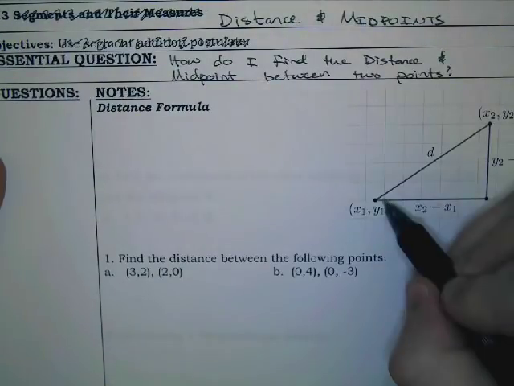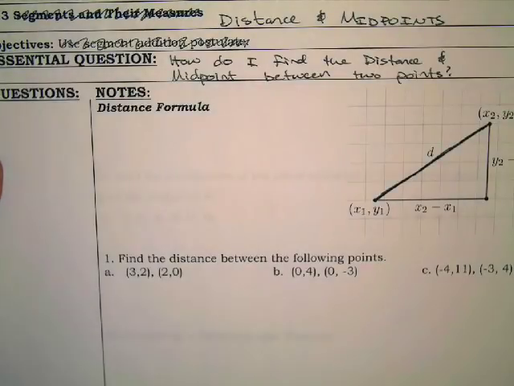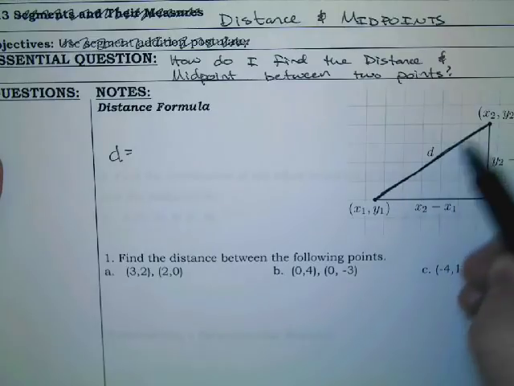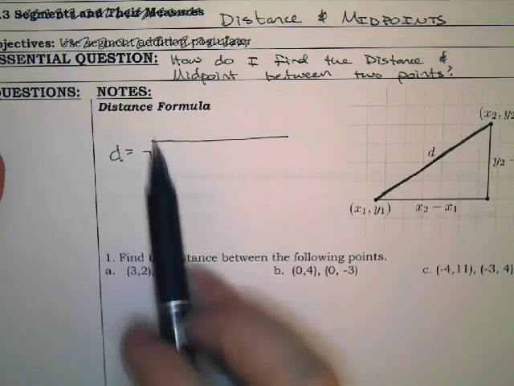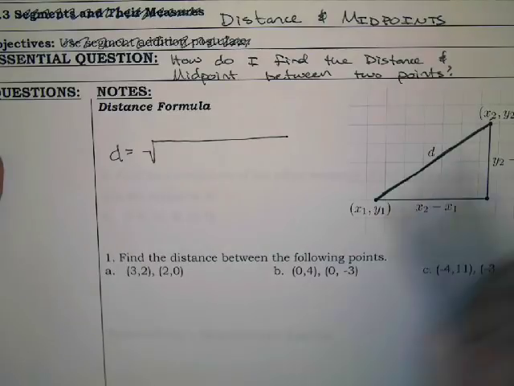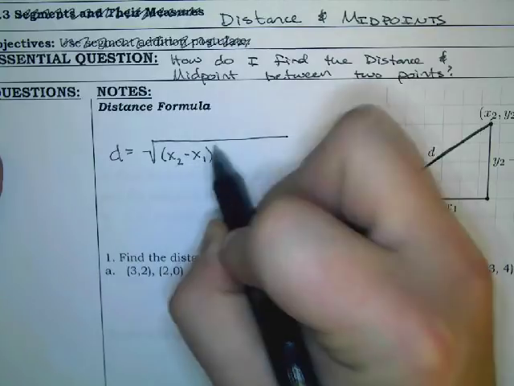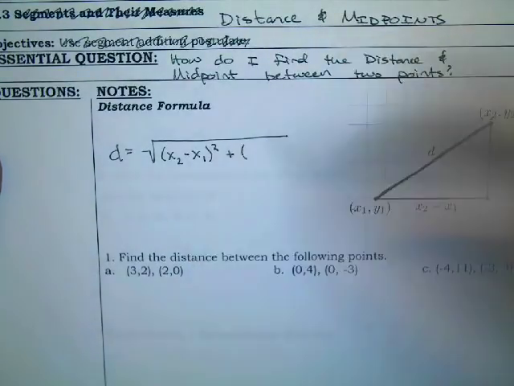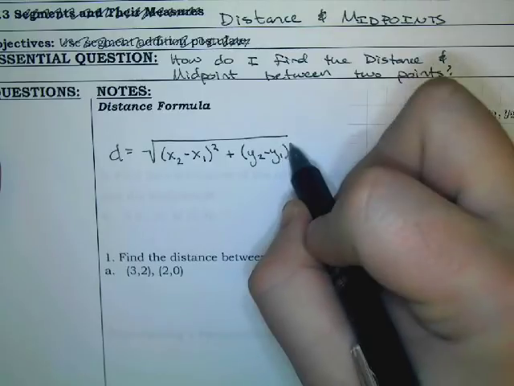So say we're trying to find this distance right here, distance d. The distance formula is d, that's this segment right here, is equal to the square root. And we'll need a big square root because we're going to do a lot of math underneath it. We'll take the x2 and subtract the x1 in parentheses. Then after we subtract, we'll square that value. Plus, and then we'll do y2 minus y1. And we'll square that value.